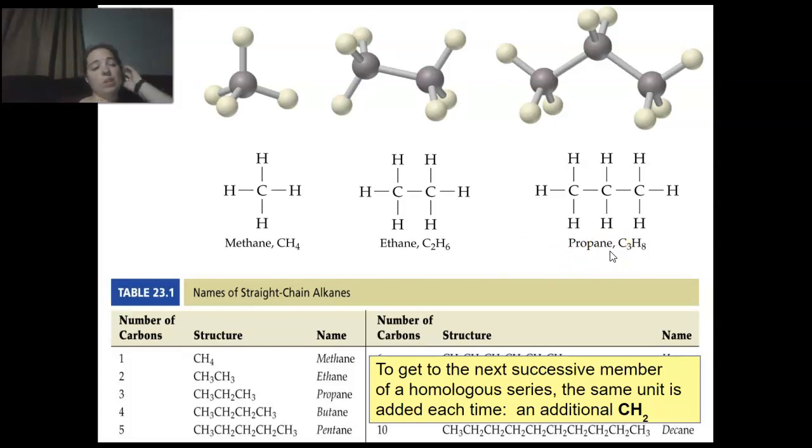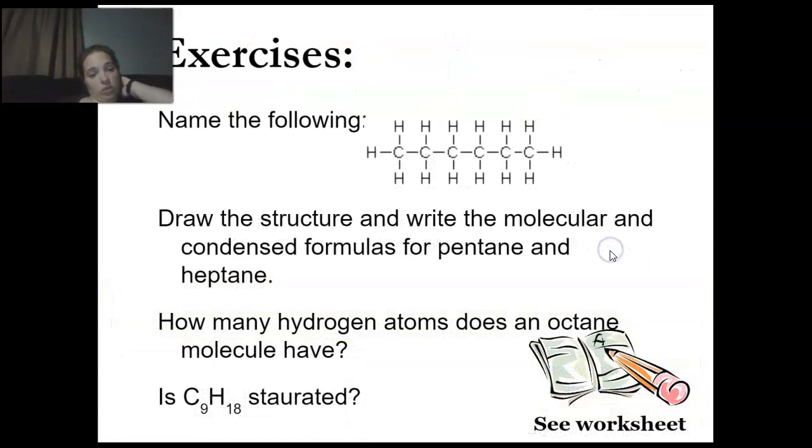Don't worry too much about this. It's probably going to be given to you. So naming this, you're going to be doing these on your own. I can't really do them with you right now. So naming this 1, 2, 3, 4, 5, 6, that's hex, all single, so hexane. Draw the structure and write the molecular and condensed formulas for pentane and heptane. You do the same as you have here, only with those in the yellow pages.